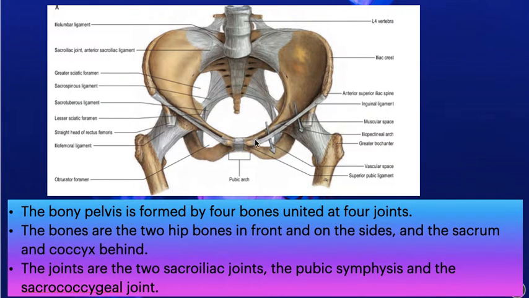Right. The bony pelvis is formed by four bones united at four joints. So what are these bones? They are the two hip bones in front and on the sides, and the sacrum and the coccyx behind. The joints are the two sacroiliac joints, the pubic symphysis and the sacrococcygeal joint.